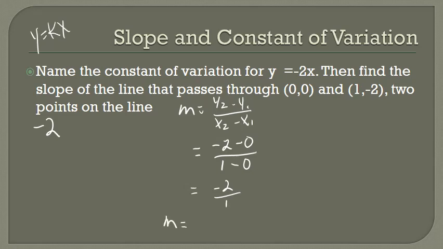So we could say then that our slope of the line that passes through 0, 0, and 1, -2, the slope is -2. And shazam, how about that? That actually is the same as our constant of variation. Wished it was all this simple, don't you?